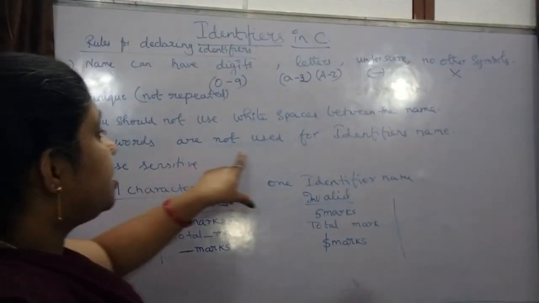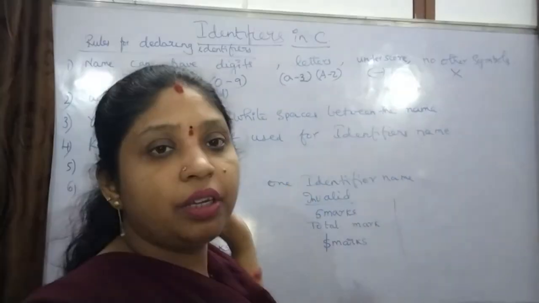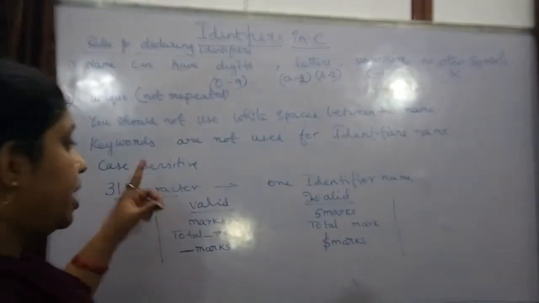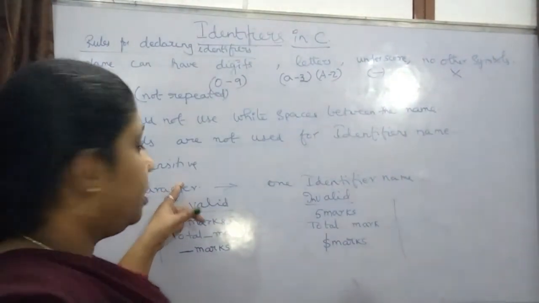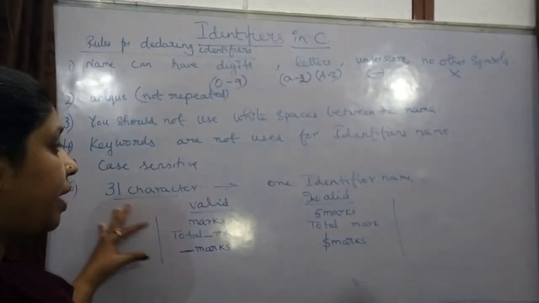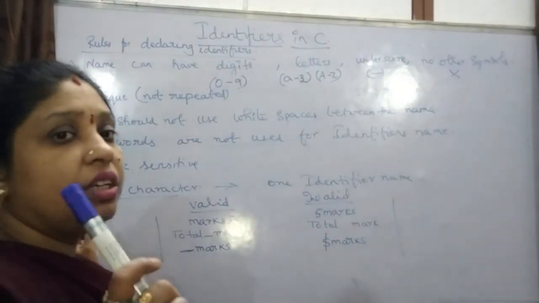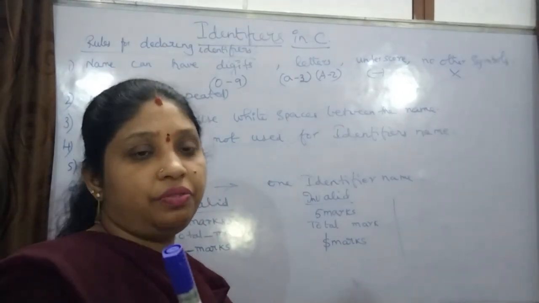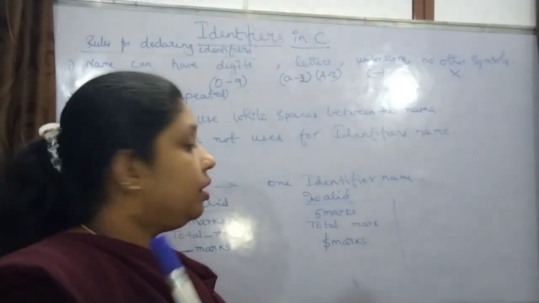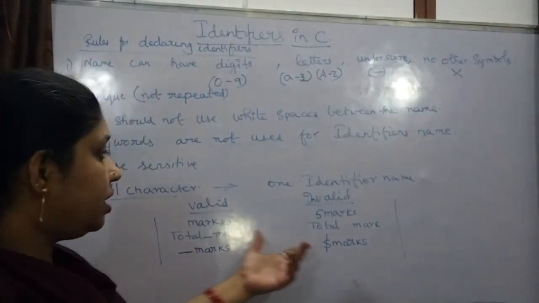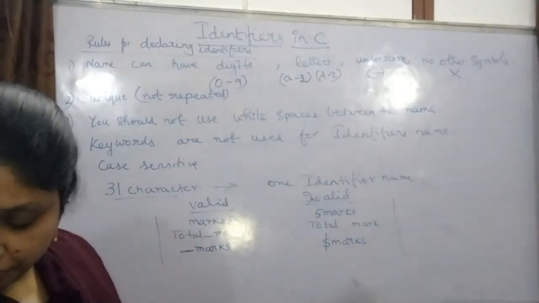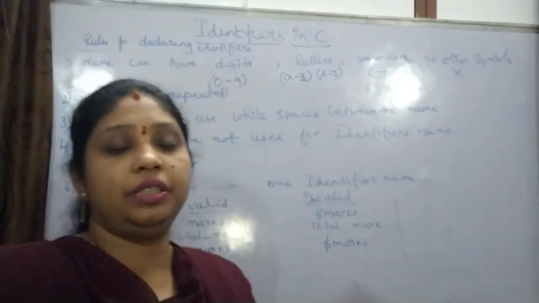And next, keywords are not used for identifier names. You should not use keywords for identifier names. Next, it's case sensitive. Next, you can write one identifier name up to 31 characters. So 31 characters can be used for one identifier name. These are some valid and invalid identifier names. This is about the identifiers in C.